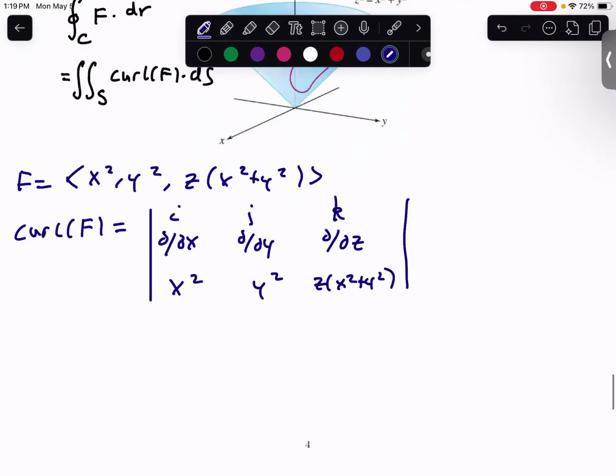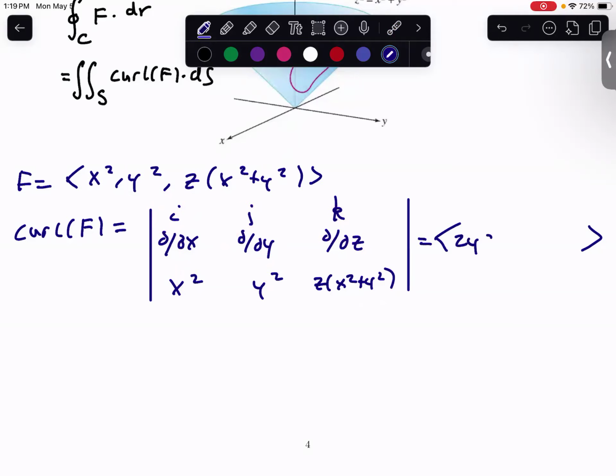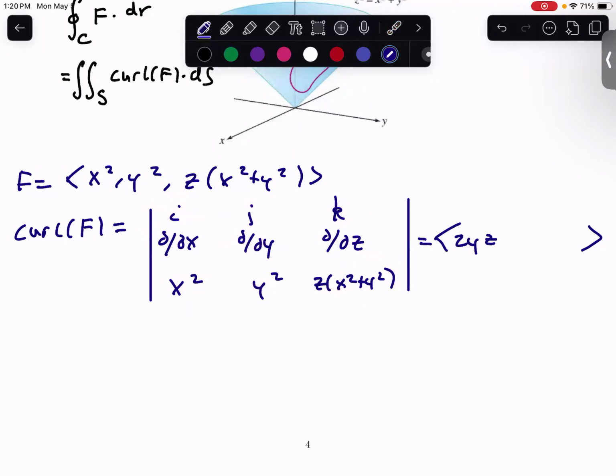All right, and so if you do these partial derivatives, you'll get a new vector, or really a new vector field. The first component here is going to be the partial with respect to y of z times x squared plus y squared. So it's going to be 2yz in the first component. And then the second component, you know how to do this already. This is like -1 times what we have here, so it's going to be minus 2xz. And then the final component is just going to be 0 because it's this partial, which is 0, minus this partial, which is equal to 0. So this is what the curl of F is going to end up being.